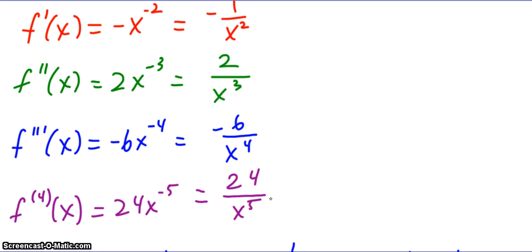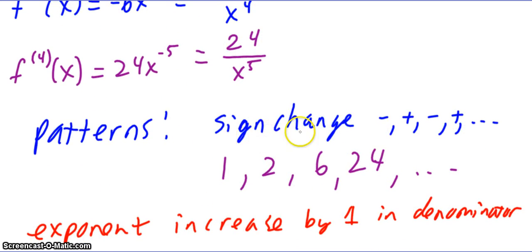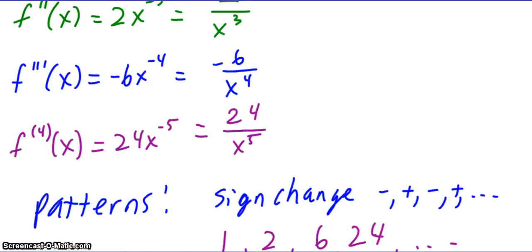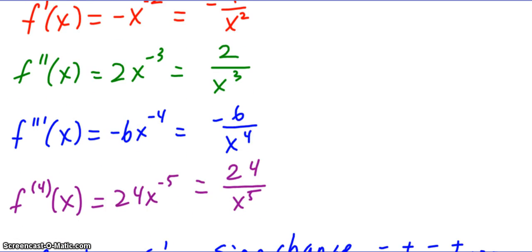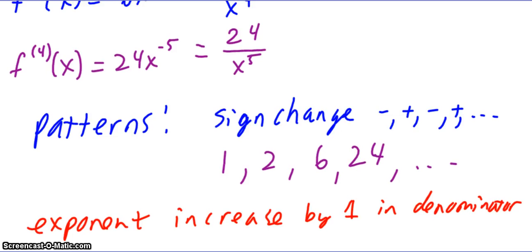So now we want to look for patterns. So it's important that we at least found the fourth, because then you might have seen a pattern of 1, 2, 6, and you could probably come up with a lot of different ideas for how those numbers are changing. But then once you see the 24, it really narrows down our choices. So what I noticed was, one, the sign changes. So I start off negative, then the next one's positive, then negative, then positive, and I can see without actually finding the fifth derivative that the next one would be negative, and so on.